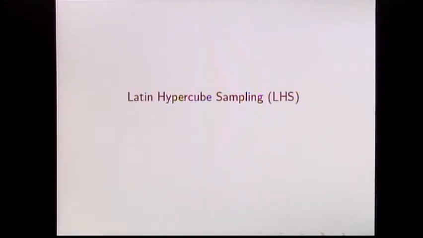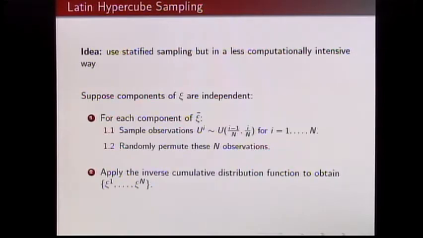Latin hypercube sampling, next. One of the most commonly used things. All right, so now the idea is to use stratified sampling in a less computationally intensive way. Again, it's going to induce some correlations, by the way. Then it's going to also fill in the space a little bit differently than random sampling. And that's going to cause variance reduction. All right, so again, I'm going to assume components of Xi are independent. So for each component of Xi, I'm going to sample a uniform.